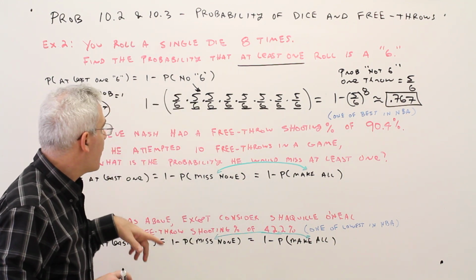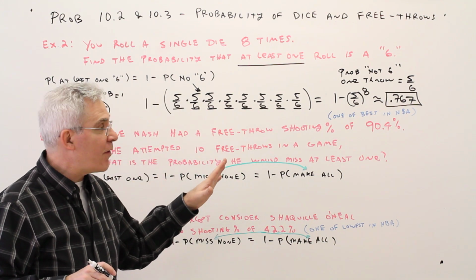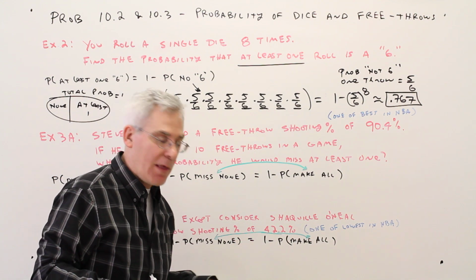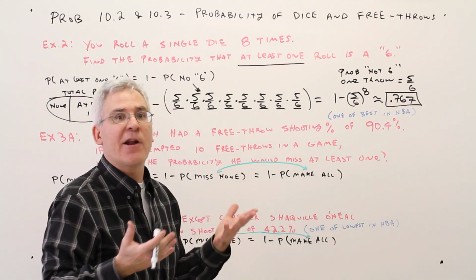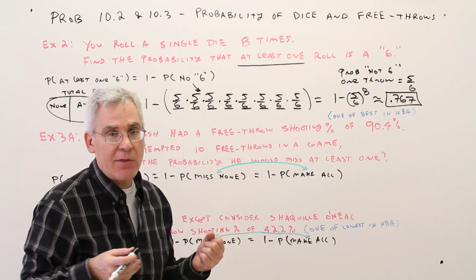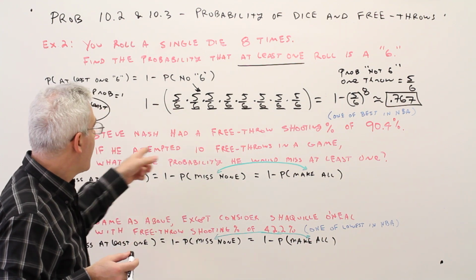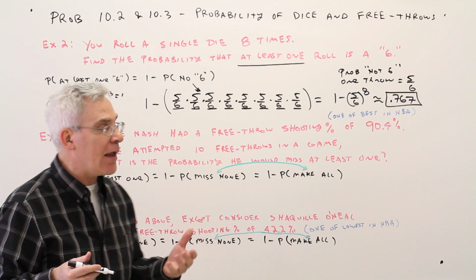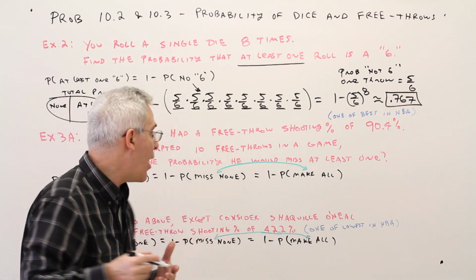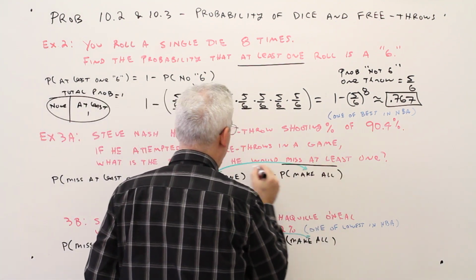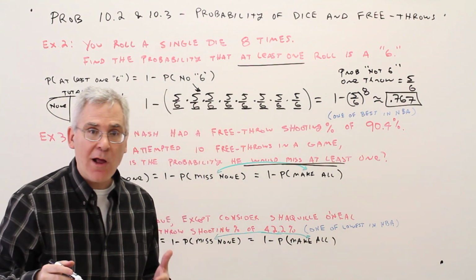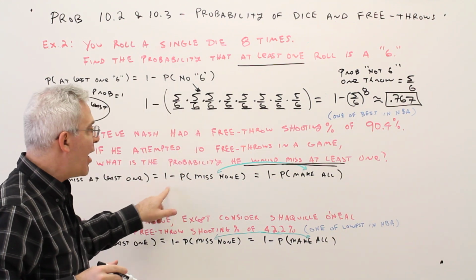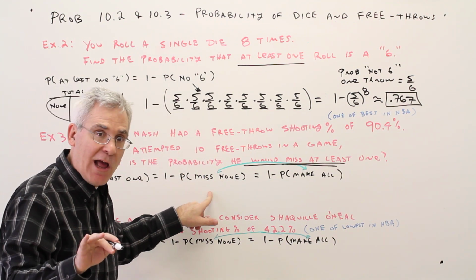All right, so Steve Nash had a free throw shooting percentage of 90.4%. That means every time he went to the line, there was about a 90.4% chance he would make his free throw. So let's suppose he attempted 10 free throws in a game. What's the probability he would miss at least one? Again, probability of missing at least one is the same as 1 minus the probability of missing none.